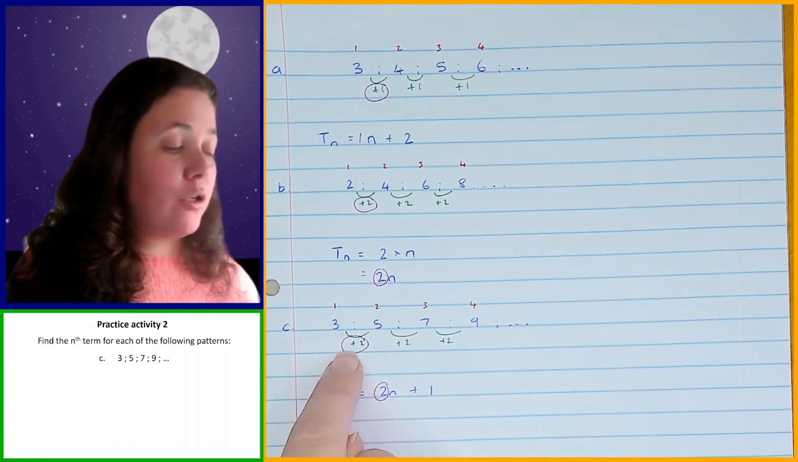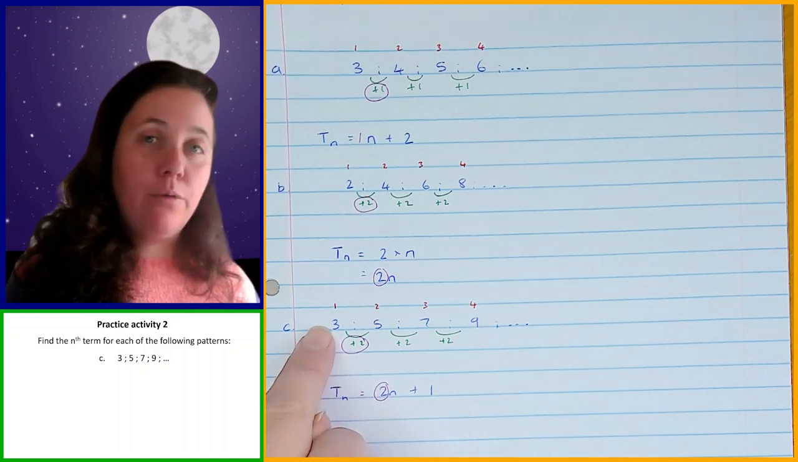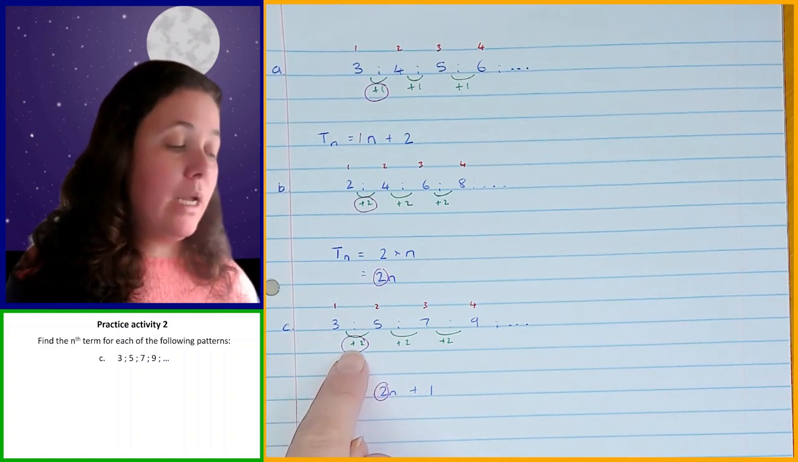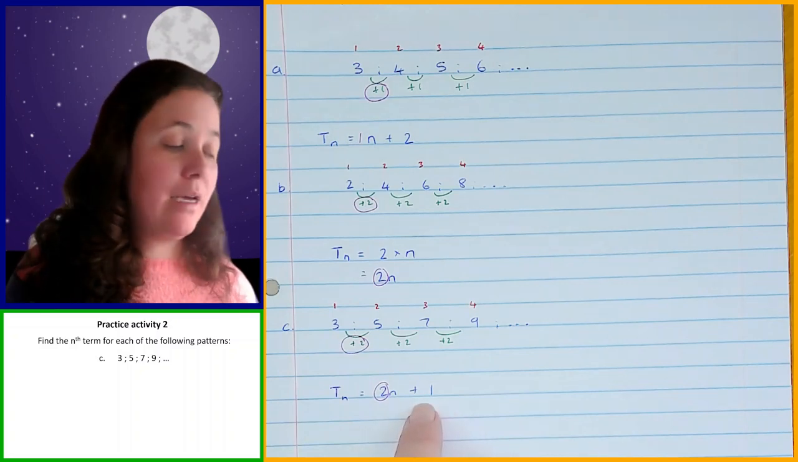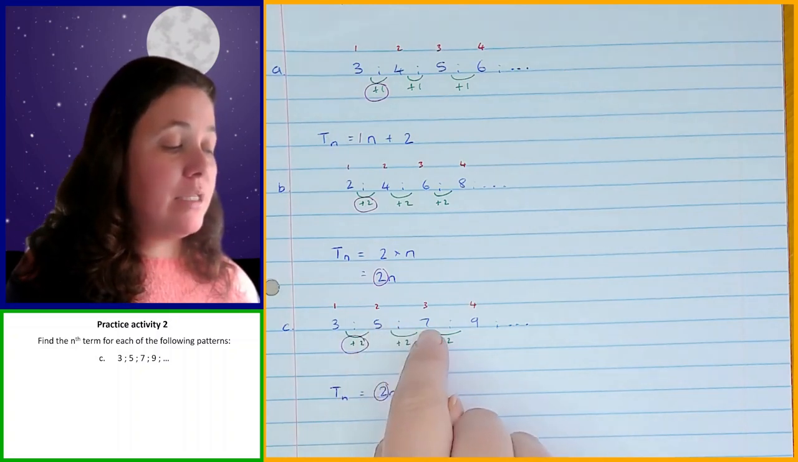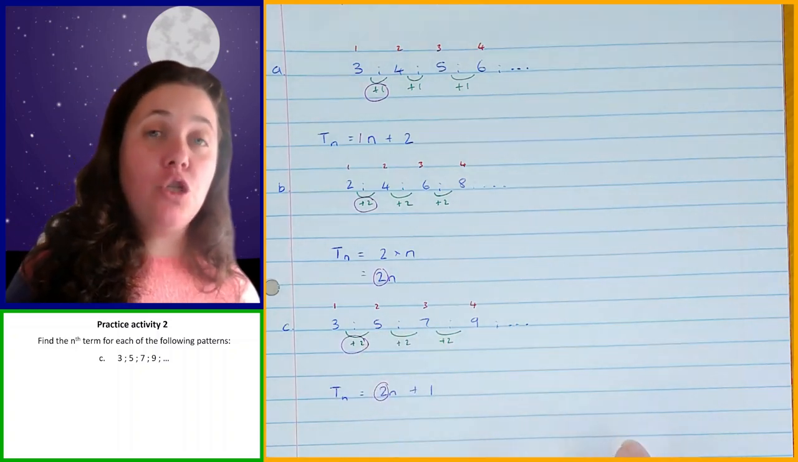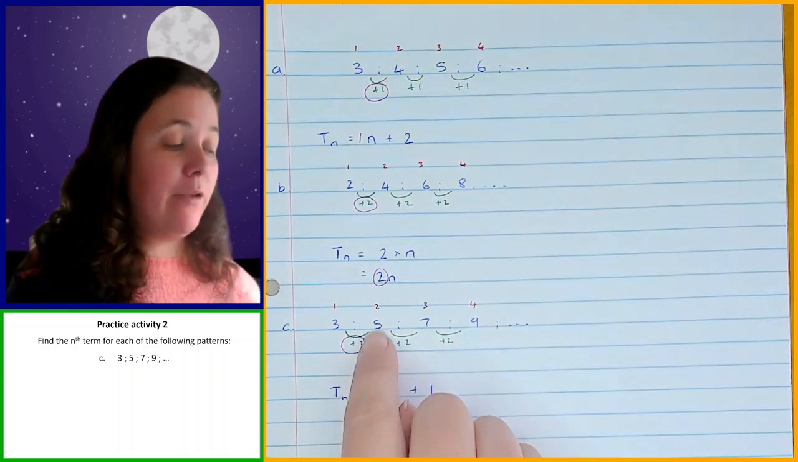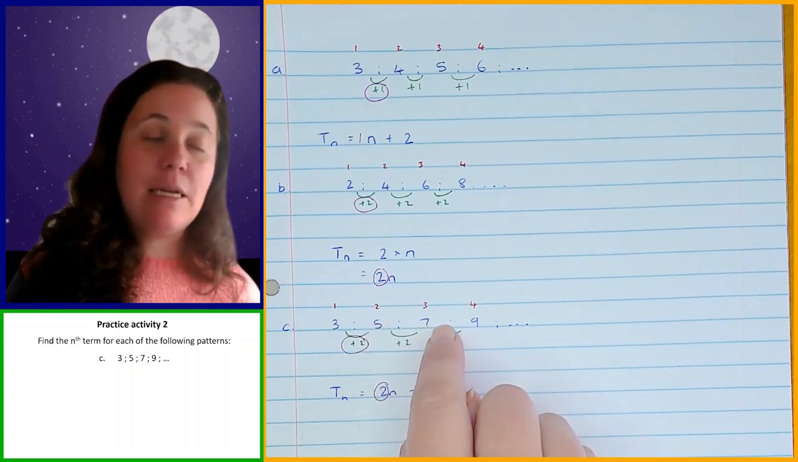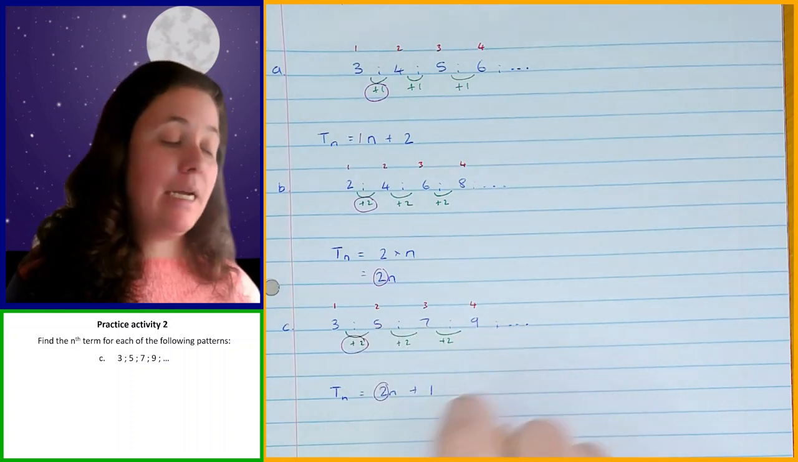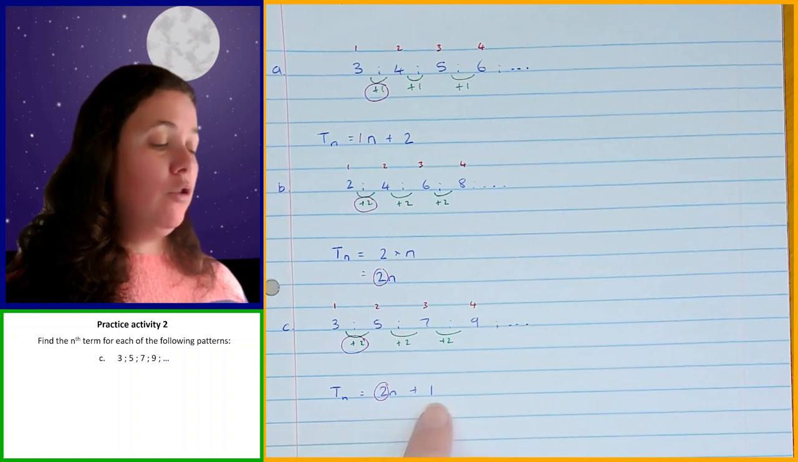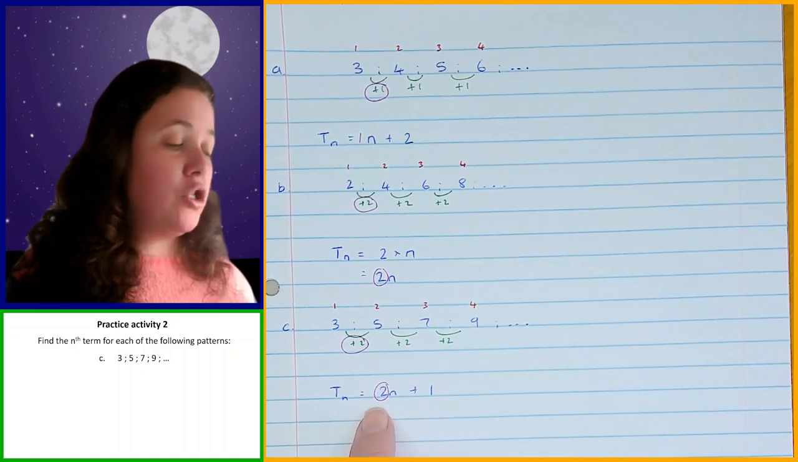So if I've got plus 2 over here, and I've got a 3 over there, I need to add 1 to the 2 to get 3. So that's why I'm going to add 1 over here. And then that's going to do it to every single one of those terms. So every single term, I'm going to have the 2n, and then I'm going to add the 1. And that's going to get me from 4 to 5, from 6 to 7, from 8 to 9, and so on. Okay, so my rule for this one is Tn equals 2n plus 1.